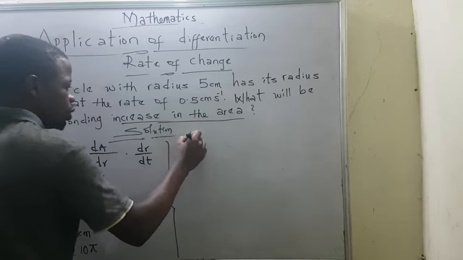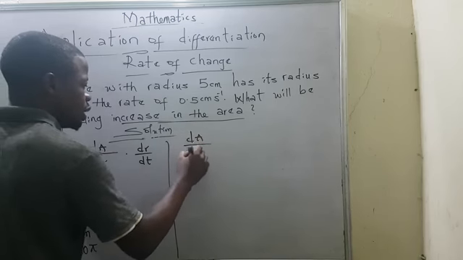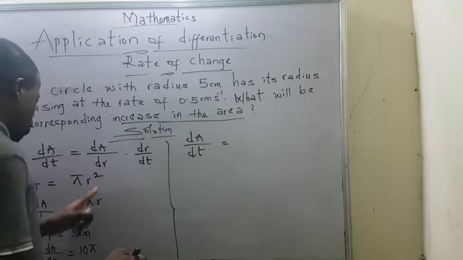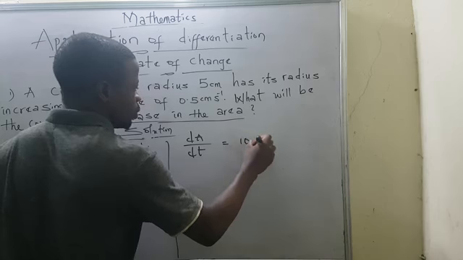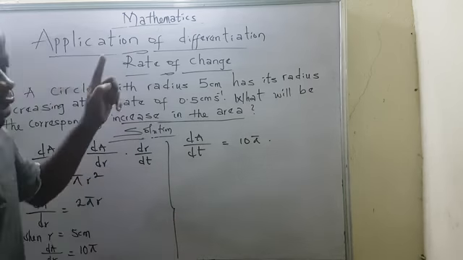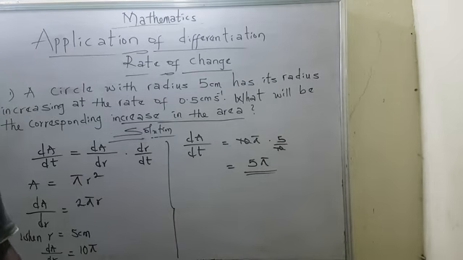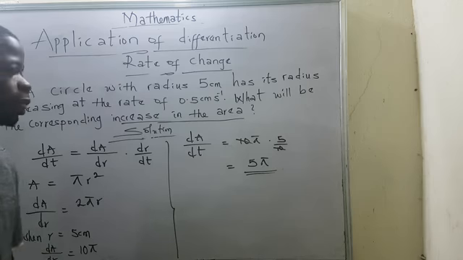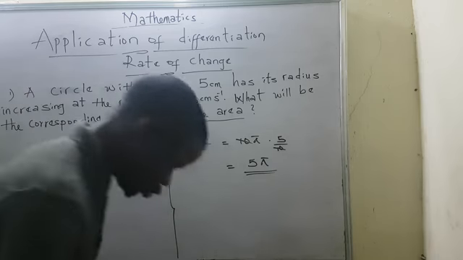So dA/dt can now be equal to dA/dr, which is 10 pi, times dr/dt, the rate of change, and the rate of change itself is 0.5. So that will be 5 over 10. So what do we have? This can cancel out this. So 5 pi. Automatically, the rate of change of the area is 5 pi. Question 1. Let's solve question 2.